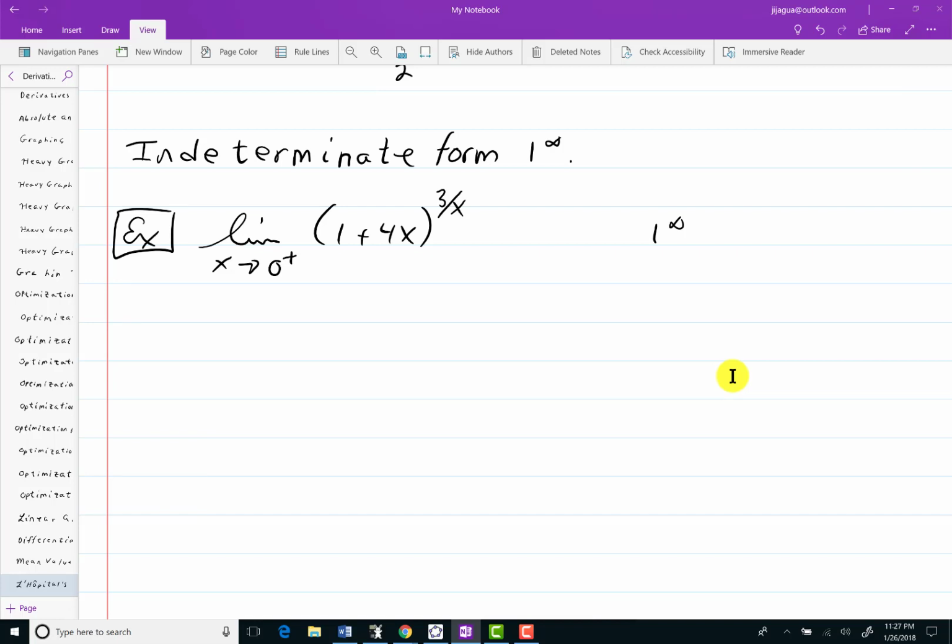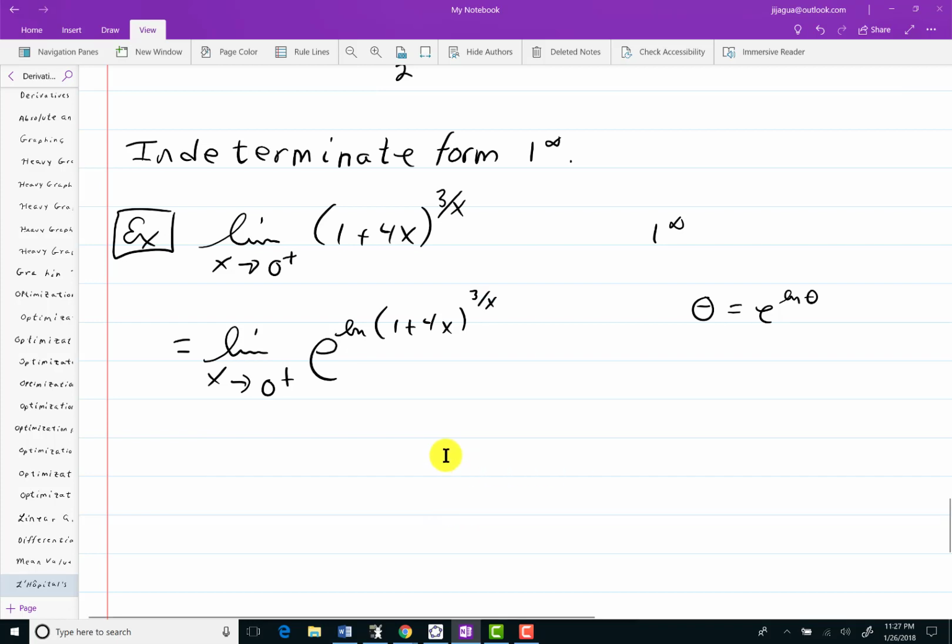Here's what we do. Do you remember, I could take any number, let me call it theta, and as long as theta is greater than 0, I could write it as e to the ln theta. So that's precisely what I'm going to do here. I'm going to rewrite this as the limit as x goes to 0 from the plus of e to the ln of (1 plus 4x) to the 3 over x.